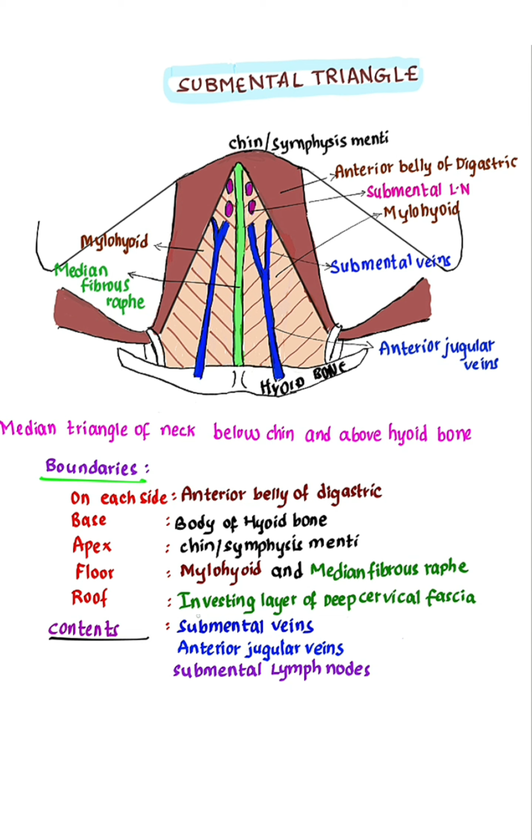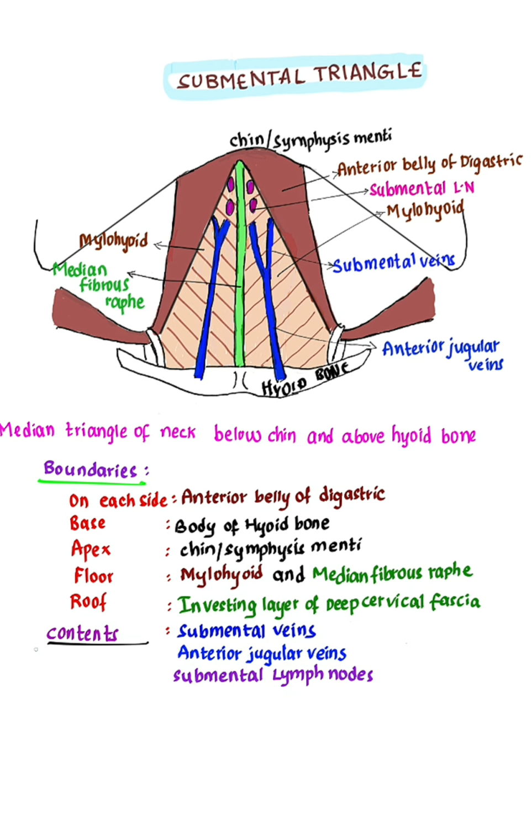Roof is formed by investing layer of deep cervical fascia. Roof of all the subdivisions of anterior triangle is formed by investing layer of deep cervical fascia. Contents of the submental triangle are submental lymph nodes, submental veins, anterior jugular vein. Submental veins, they join to form anterior jugular vein. Submental lymph nodes, they are 3 to 4 in number. They are situated in superficial fascia between anterior bellies of digastric.